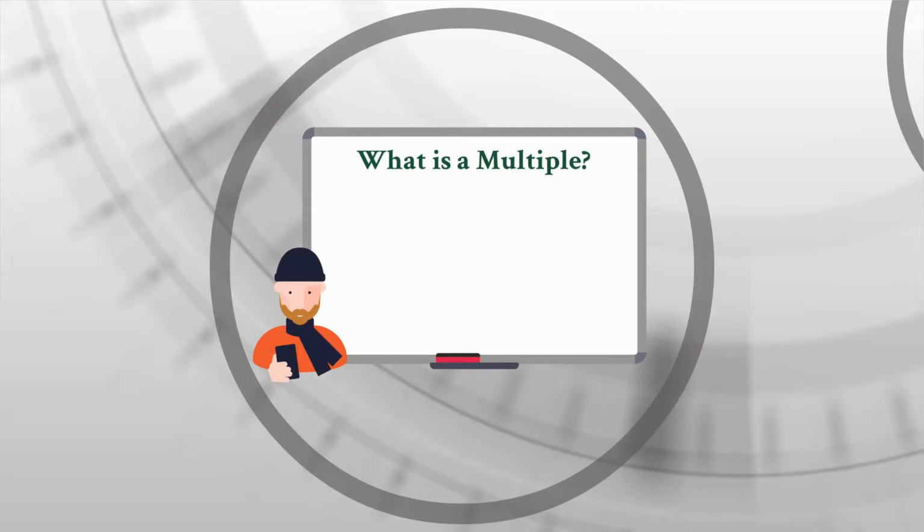For those who don't know yet, a multiple is the product of a number and another whole number. For example, the multiples of 10 are 10, 20, 30, 40, 50, and so on. This is because we need 10 as a factor to get these multiples as products of 10 and another number.